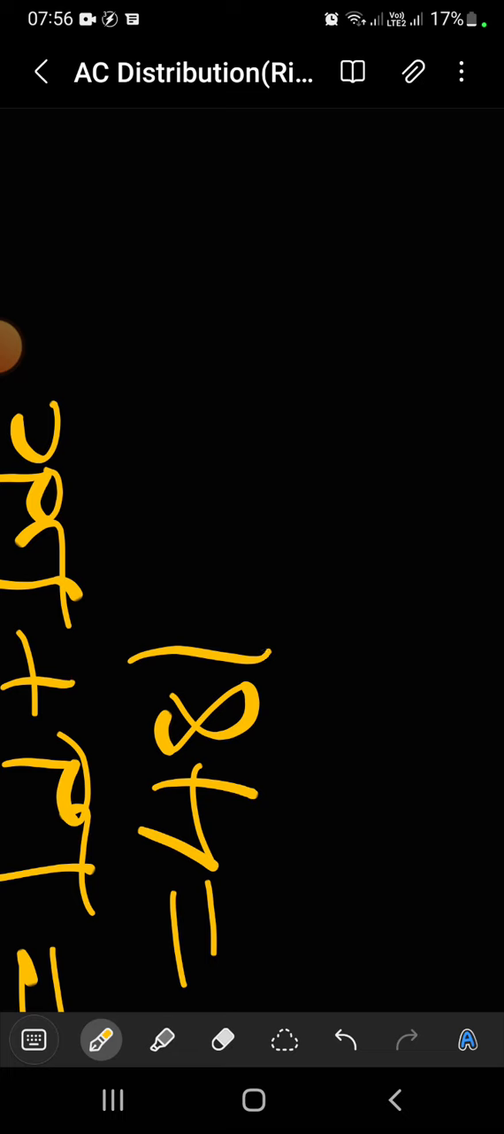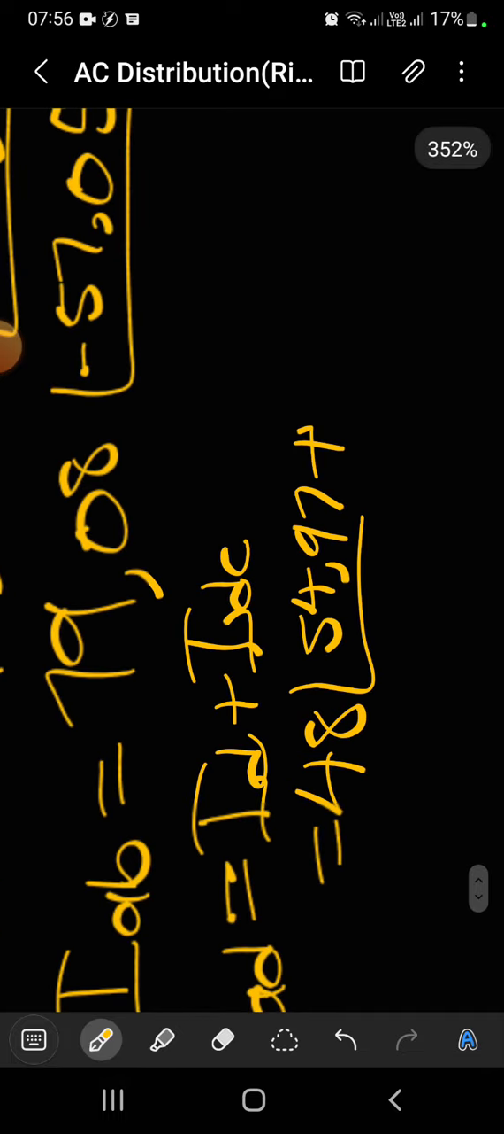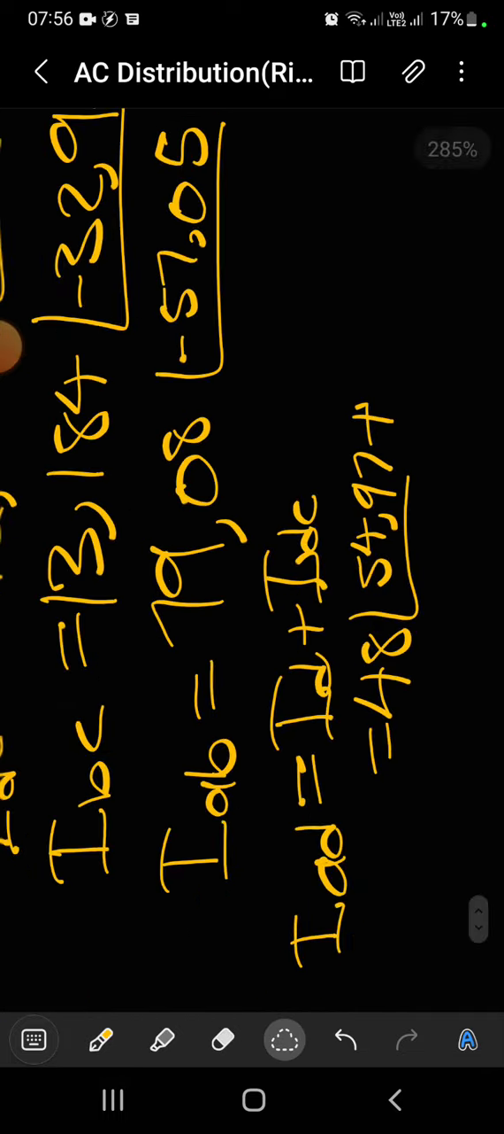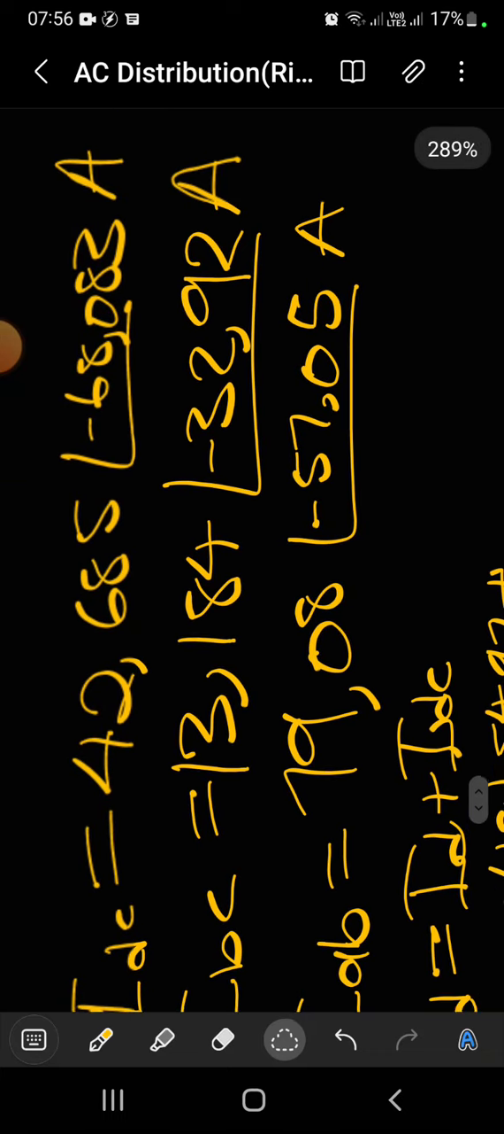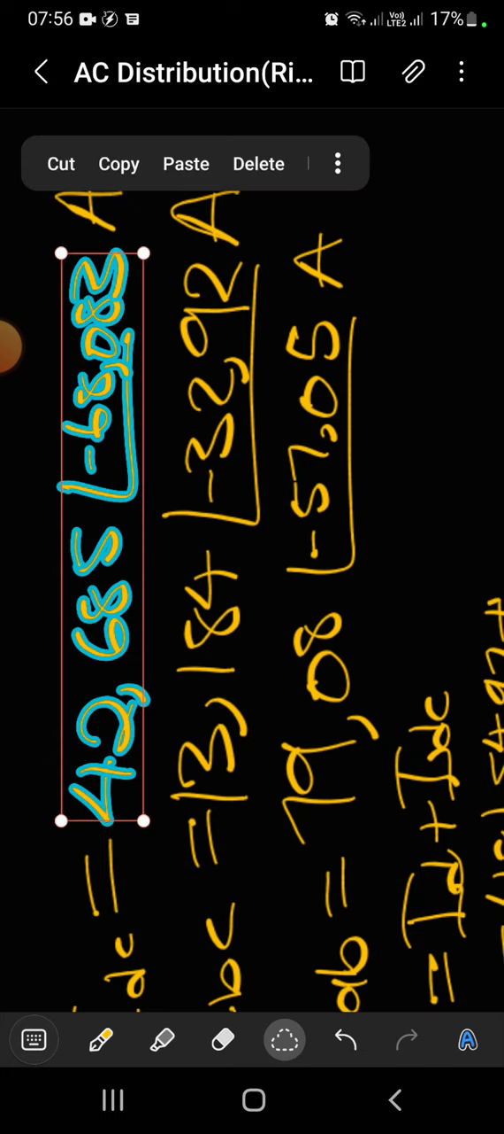Good. So your value for ID is 48 at an angle of 54.97 plus, and then now you're gonna have your IDC. What is DC? There is DC. Your IDC there. You copy that, and make a beautiful paste.